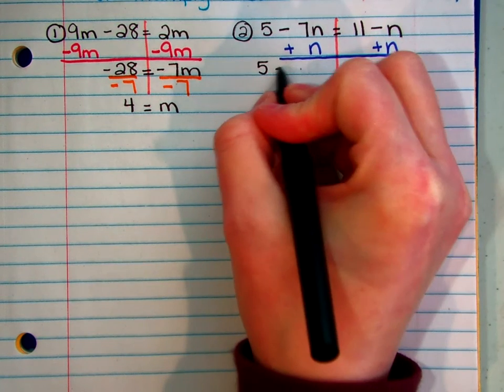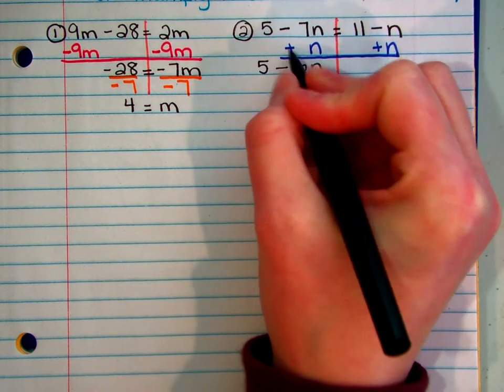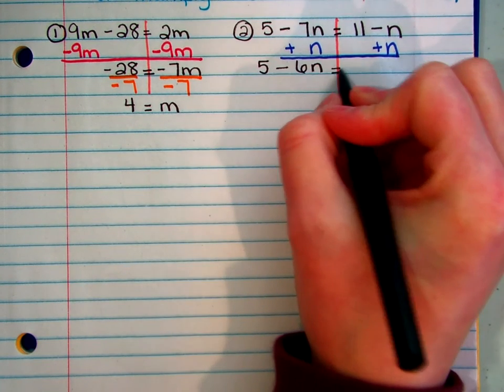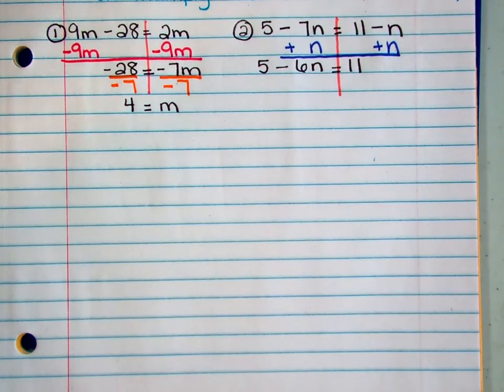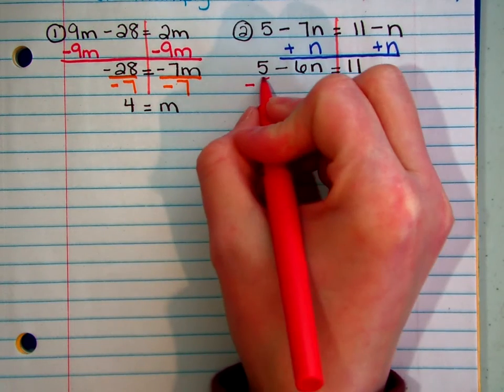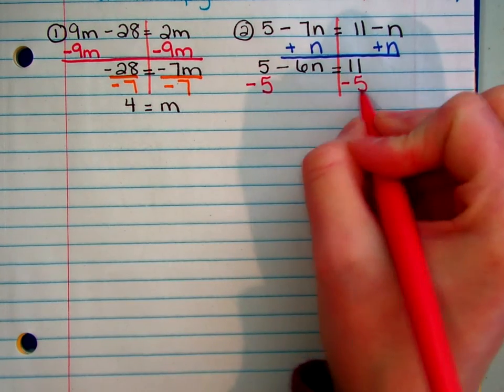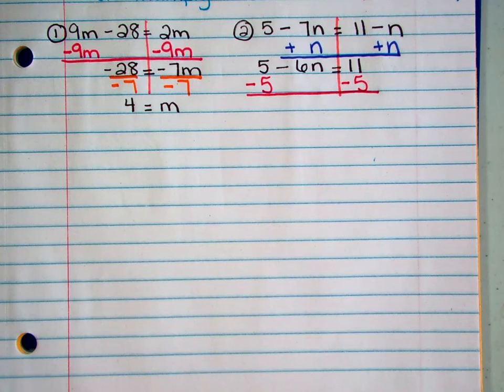So now on the left, we have 5 minus 6n, because I have to find the difference here, equals 11. Now this is just a standard two-step equation that you should be used to by now. We need to take our 5 from the left and move him over to the right-hand side with that 11. So we need to subtract him. He is positive, so we'll subtract him from both sides.